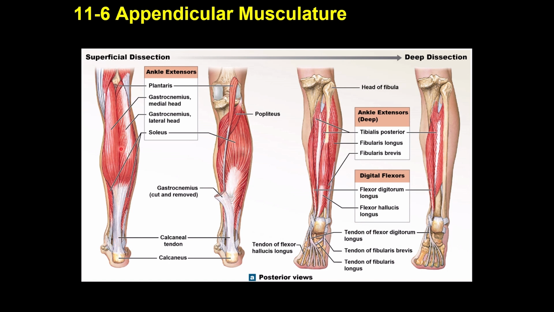Okay, if you remove this, then you can get some other muscles. One is called plantaris, that can cause flexion of the knee and plantar flexion of the ankle area. Another muscle is called popliteus, that is located behind the knee, that can cause flexion of the knee.